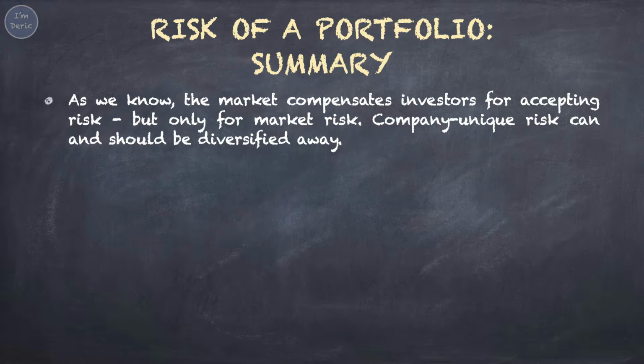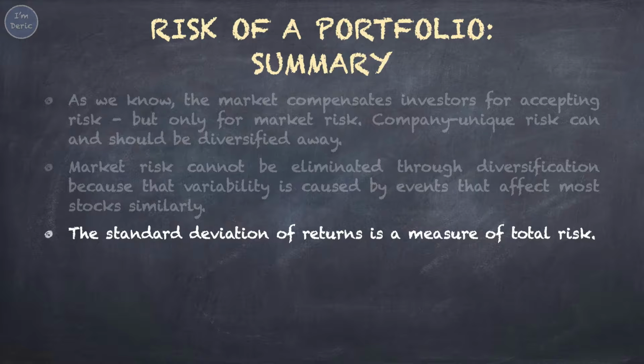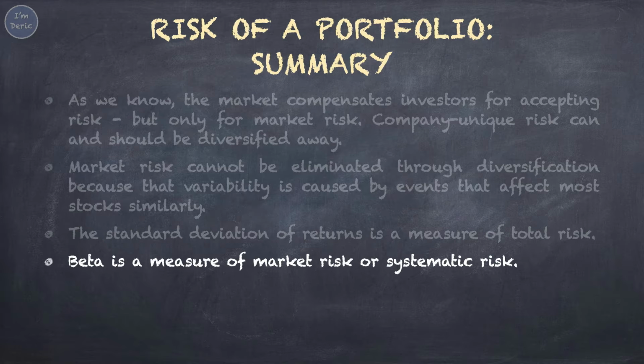In summary, as we know, the market compensates investors for accepting risk, but only for market risk. Company-unique risk can and should be diversified away. Market risk cannot be eliminated through diversification, because that variability is caused by events that affect most stocks similarly. The standard deviation of returns is a measure of total risk. Beta is a measure of market risk or systematic risk.